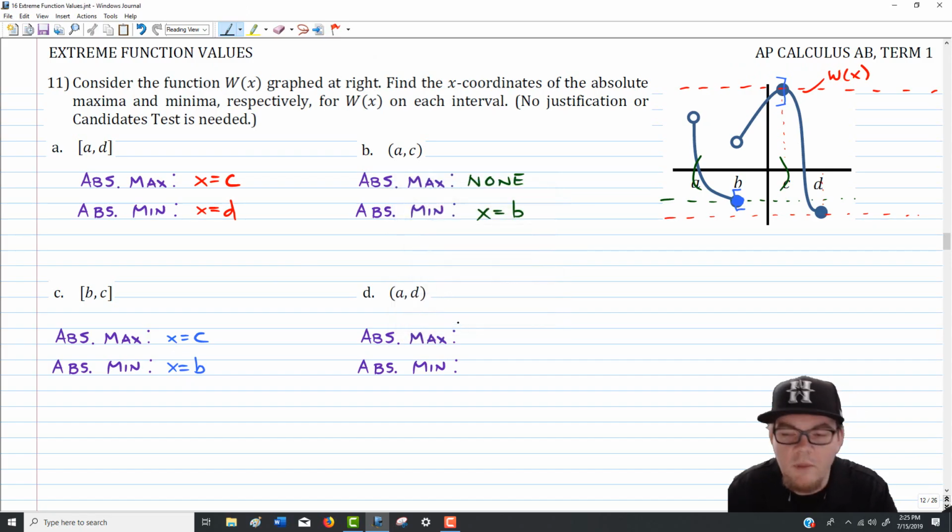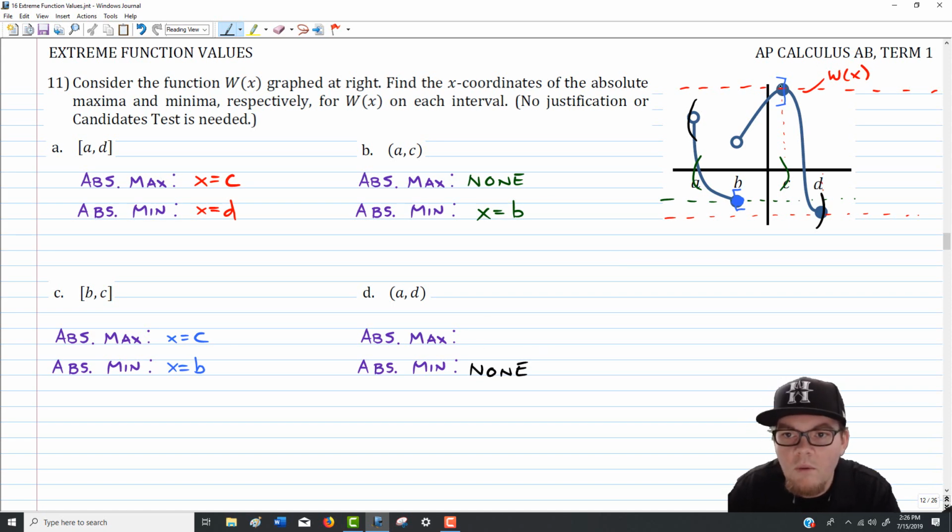Finally, I don't think I've used black in these videos. So finally, the last one is on the open interval from a to d. In looking from a to d, obviously we just lost our absolute minimum at d, and there are values in between the other one we had on the smaller subinterval. So our absolute minimum is none. We needed to include d to allow for that.